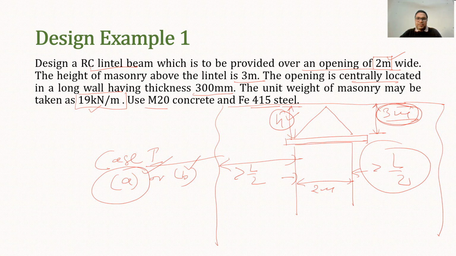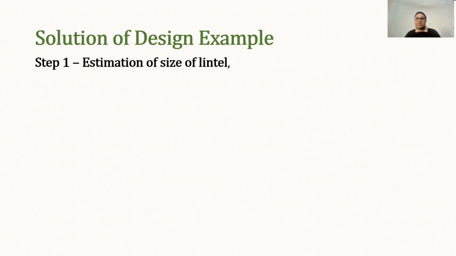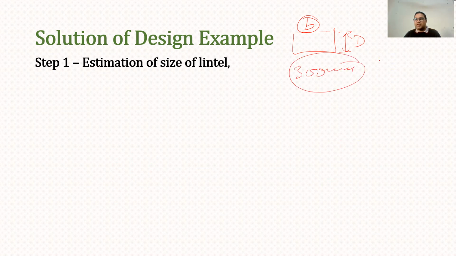So now we will start our problem solution. So first step would be to estimate the size of lintel. So say if this is the lintel, this is B, and this is say D as the overall depth. So in this case, B as a width of lintel beam can be equivalent to the thickness of wall. So thickness of wall is already given, which is 300 mm. So we can consider this 300 mm as equivalent to the width for initial estimation.